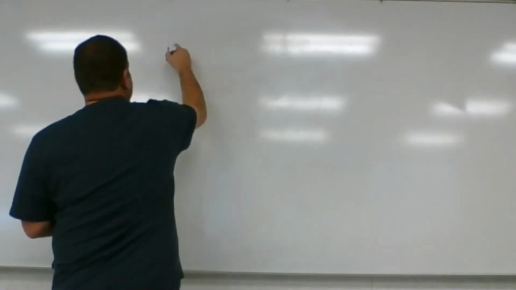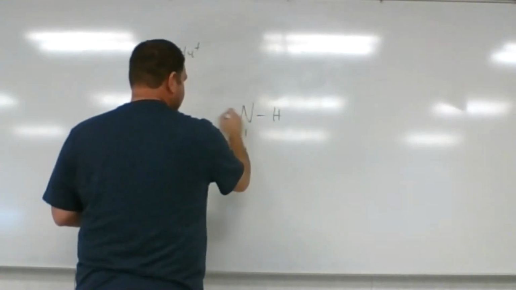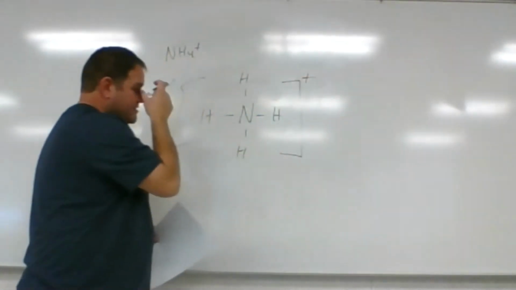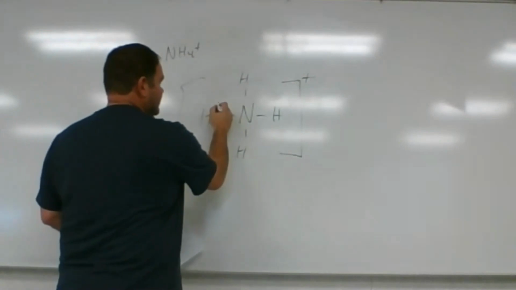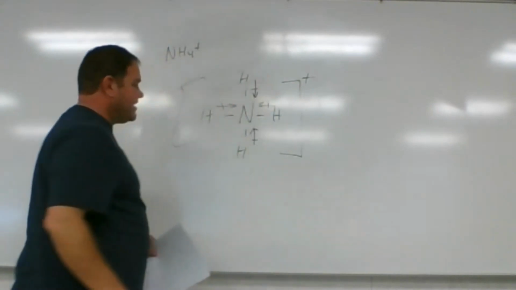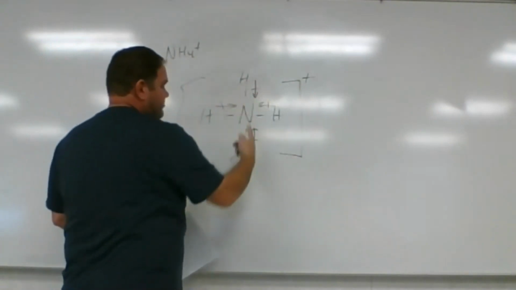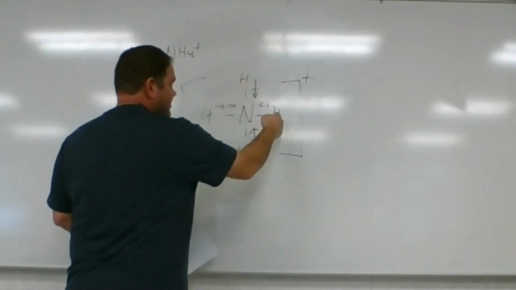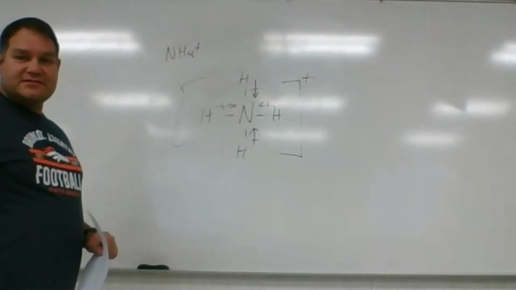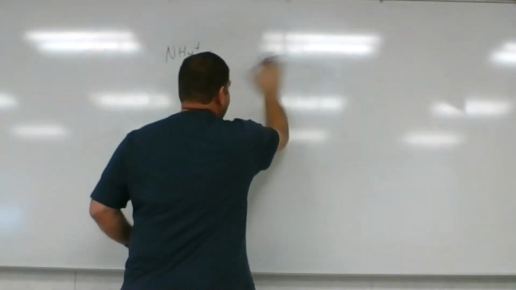All right, next one, NH4 plus. So you've got nitrogen and four hydrogens, and it is an ion, positively charged. The dipoles are all going to be pointing towards nitrogen, since nitrogen is most electronegative. So do they cancel out? Yes, they do. These two cancel out, pointing in opposite directions, up and down. These two cancel out, pointing left and right. So NH4 plus is non-polar. There are no lone pairs either.